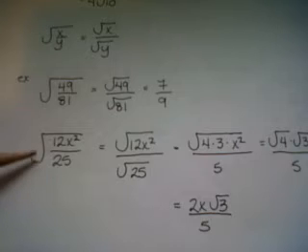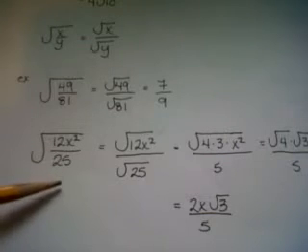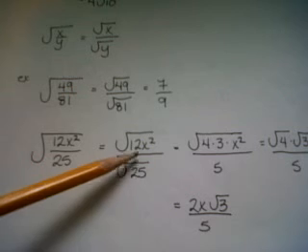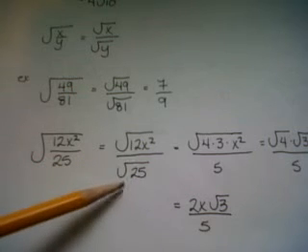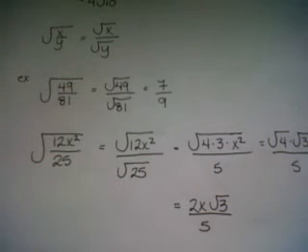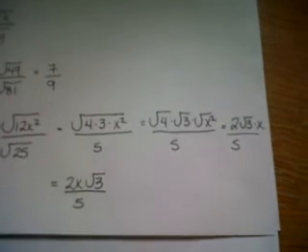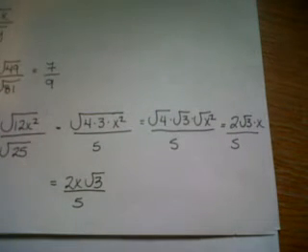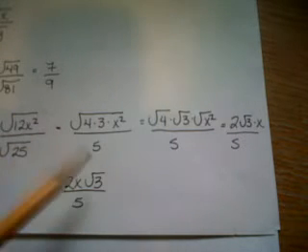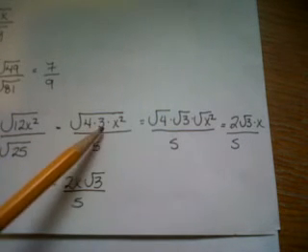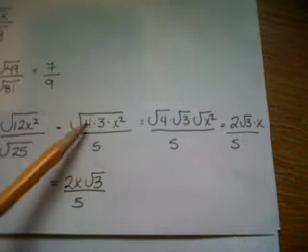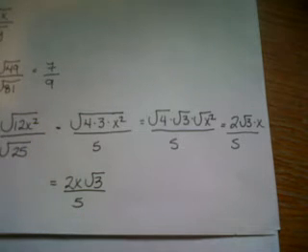Here's another example. I have the square root of 12x squared over 25. Well, that's equal to the square root of 12x squared divided by the square root of 25. Okay, and I'm going to keep simplifying using things that we've previously learned. Well, I know the square root of 25 is 5, so that part's easy. But here I have the square root of 12x squared, and I can break that down into the square root of 4 times 3 times x squared. And then I can break that into its pieces because of our little rule.